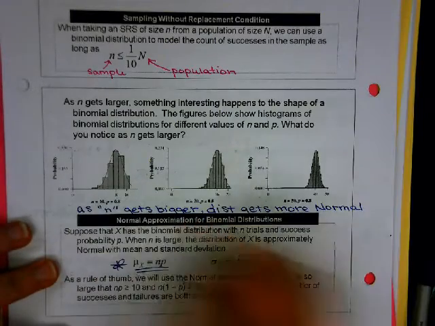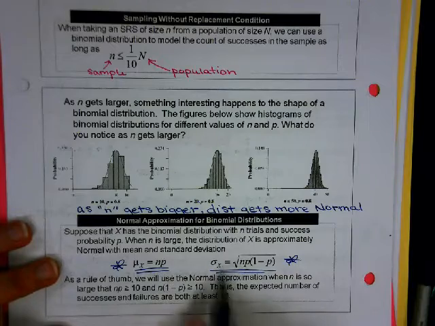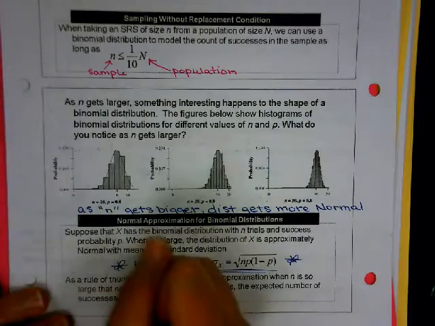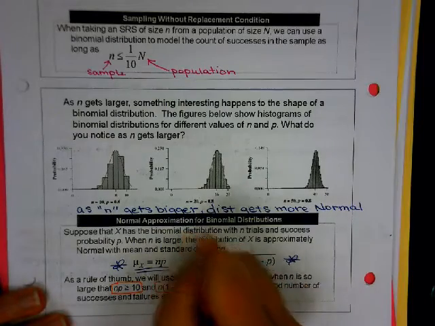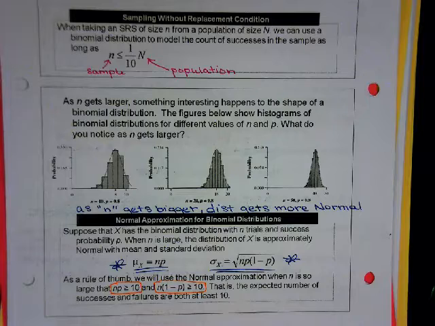As a rule of thumb, we can use normal approximation when n is so large that n times p is greater than or equal to 10, and n times 1 minus p is also greater than or equal to 10. These are the conditions that we check for normal approximation. So as long as we expect to have at least 10 successes and 10 failures, we can actually use normal CDF and normal PDF rather than the binom PDF and the binom CDF.